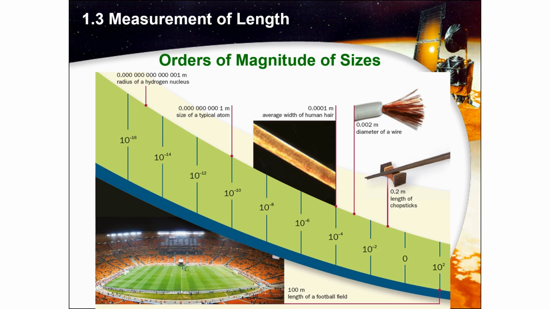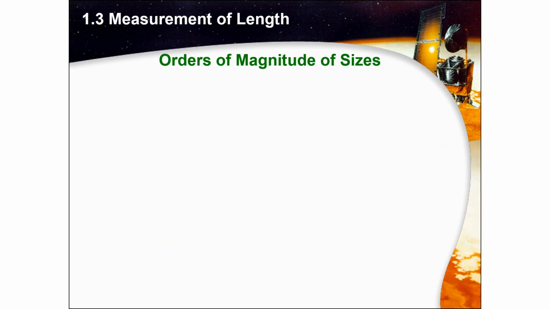Yes, that's good. So actually, this one, 10 to the power of minus 16, is the smallest, because that is minus 16. Meanwhile, the one below is 10 to the power of 2, or 10 squared. That is 100 meters, the length of a football field. And 10 to the power of minus 16 is the radius of a hydrogen nucleus, and then 10 to the power of minus 10 is the size of a typical atom. Let's see the bigger ones now.